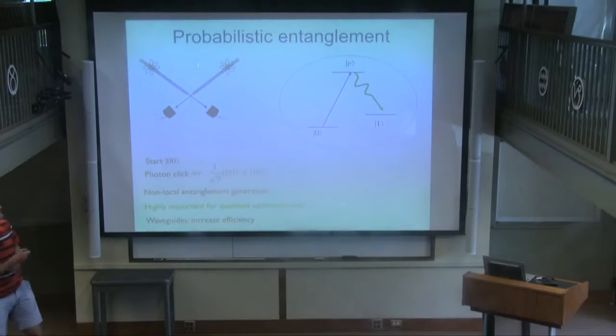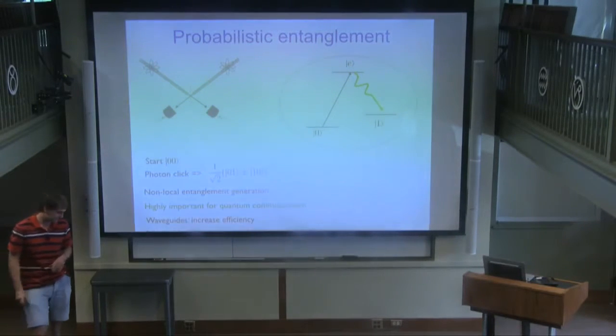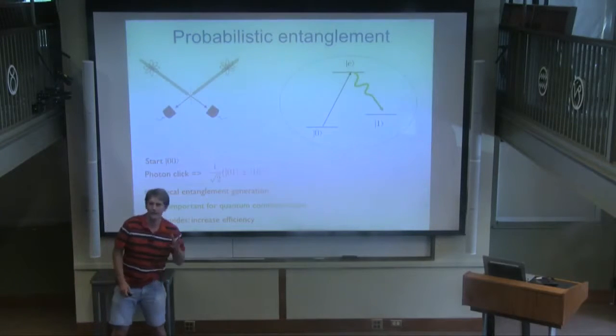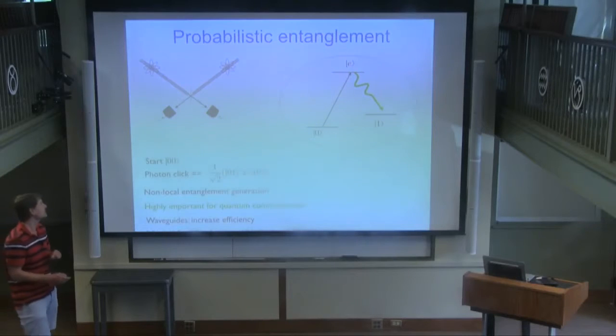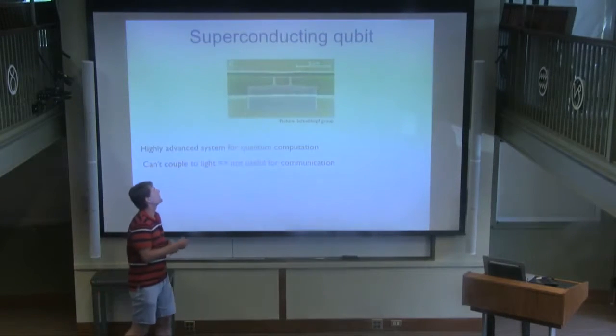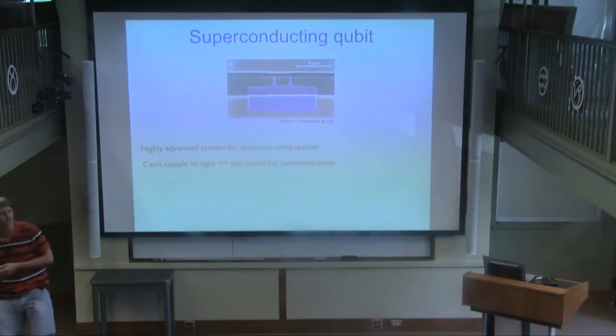What you want to do is put it into a waveguide, because that increases the efficiency, but that's about it. So what I want to talk about here is something where I think the waveguide will really make a substantial difference. And this is actually what we want to do: we would like to connect light to superconducting qubits.